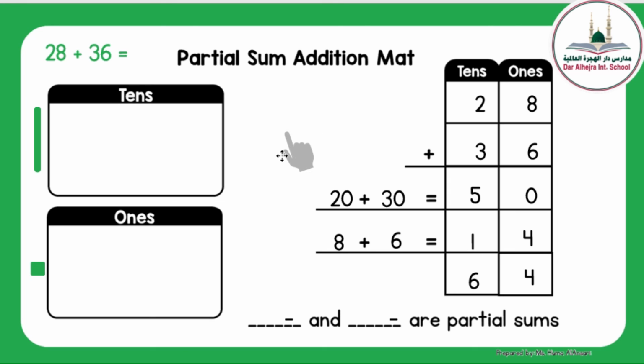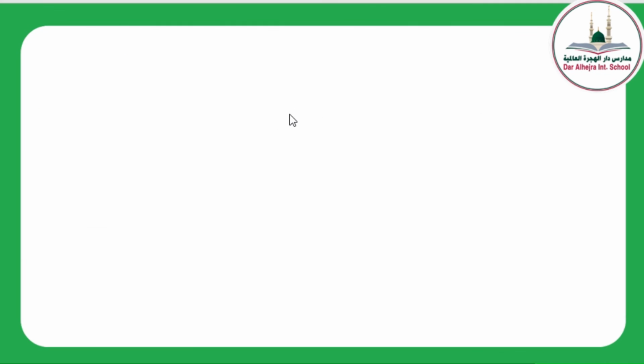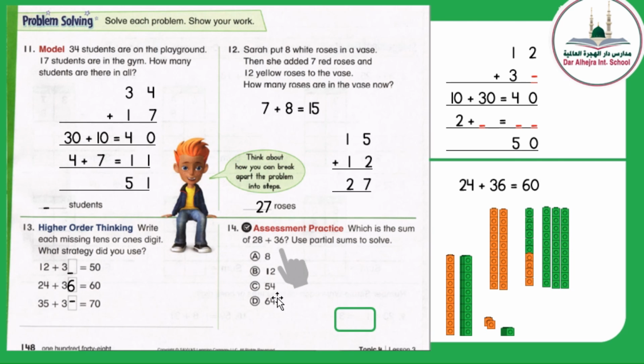Here, as you can see, I have copied the numbers 28 and 36 and we added the tens first, 20 and 30 to get a total of 50. Then I added 8 and 6 and the total was 14. Finally, I added the partial sums, which is 50 and 14. So 4 and 0 equals 4 and 5 and 1 equals 6. So I got a total of 64. So this is how I added 28 and 36 using the partial sum addition method. So my correct answer is 64.